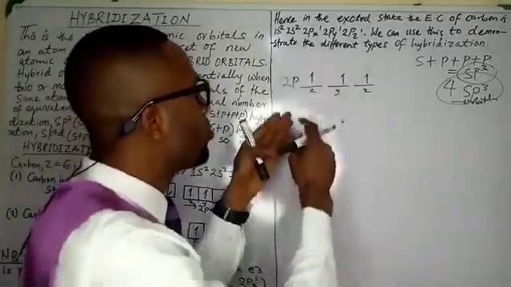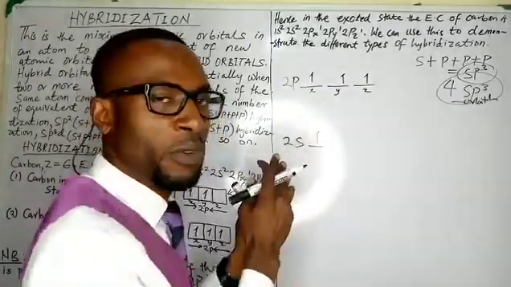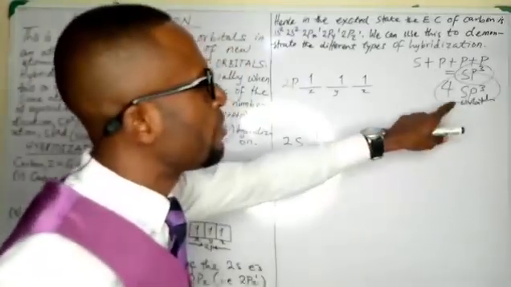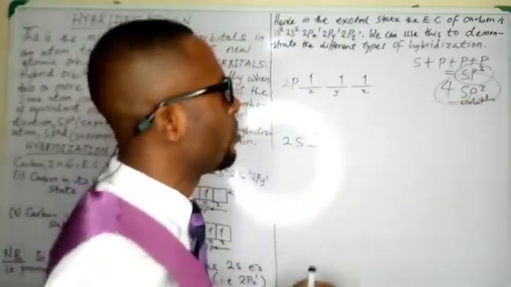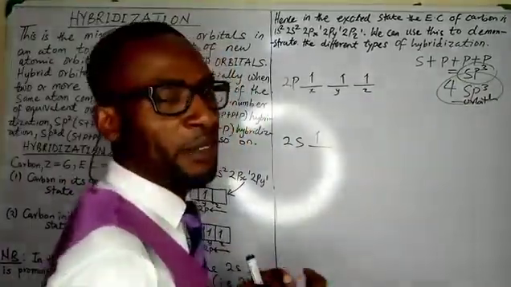So you are mixing two or more non-equivalent orbitals to make equivalent orbitals. Then what we are trying to say is that the four sp3 orbitals we are going to make are going to be of equal energy. We call them degenerate orbitals.